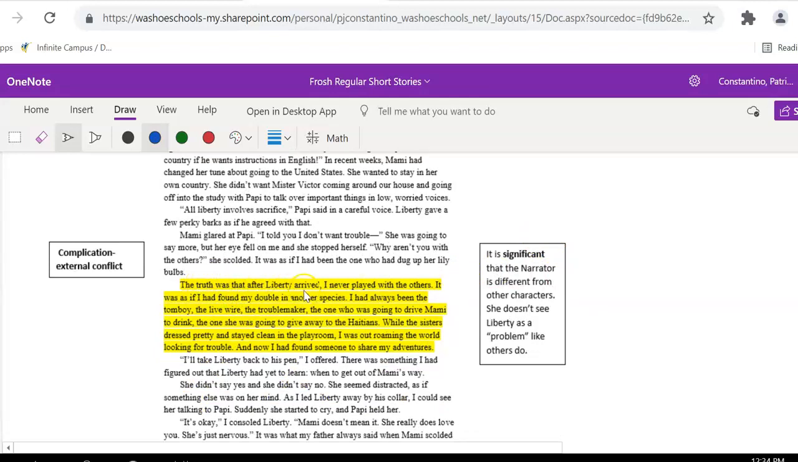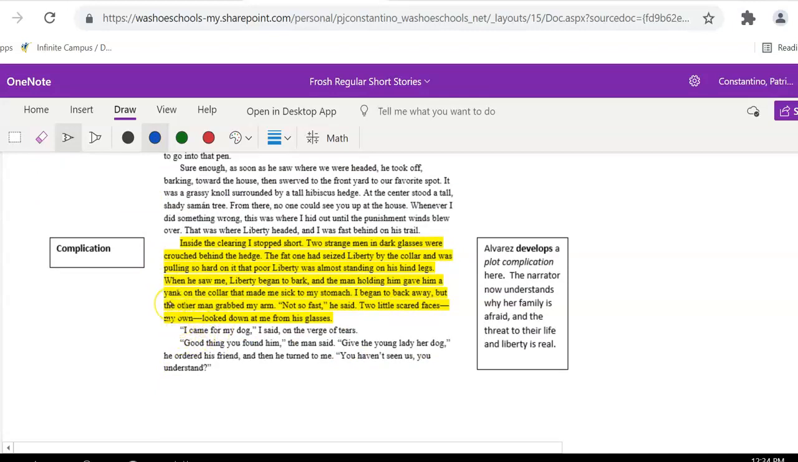"The truth was, after Liberty arrived, I never played with the others." This is where she's talking about how she's with the dog all of the time. And other people, they're not as attached to Liberty as the narrator is. So I labeled this as a complication, and I was specific. I said this is an external conflict because she's different from everybody else. So even in the complication, you can also say it's a form of conflict. And then again, I don't actually have Alvarez here, but I have the importance in the verb. So it's "signifies that the narrator is different from other characters," and the because part: she doesn't see Liberty as a problem like others do.